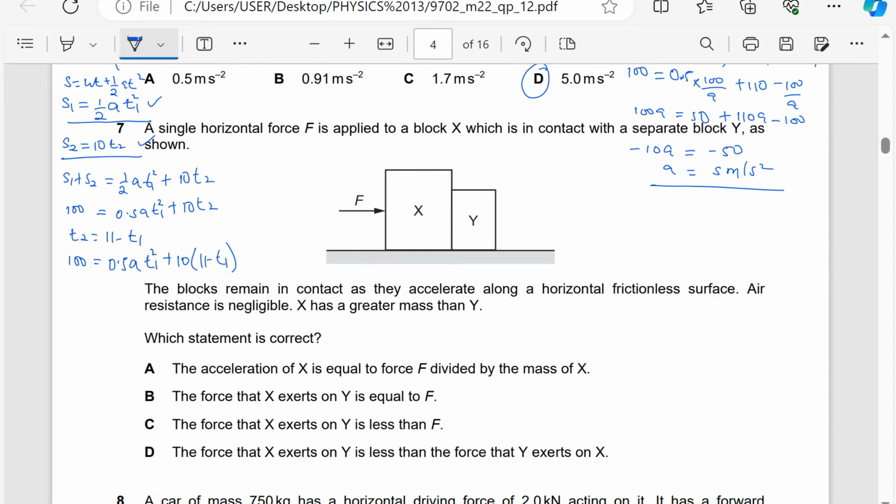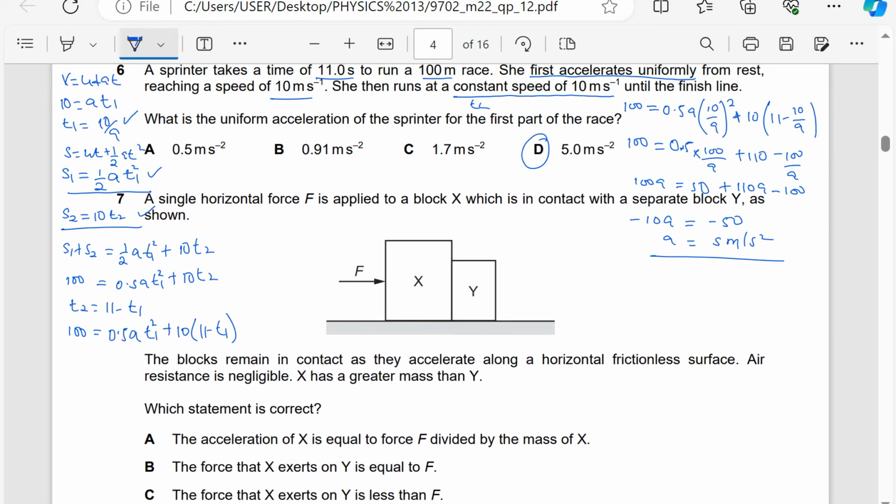Okay. Number 7, a single horizontal force F is applied to a block X which is in contact with a separate block Y as shown. The blocks remain in contact as they accelerate, which means they have the same acceleration. Let's say the acceleration is in that direction, it is the same. Along a frictionless surface, air resistance is negligible. X has a greater mass than Y.